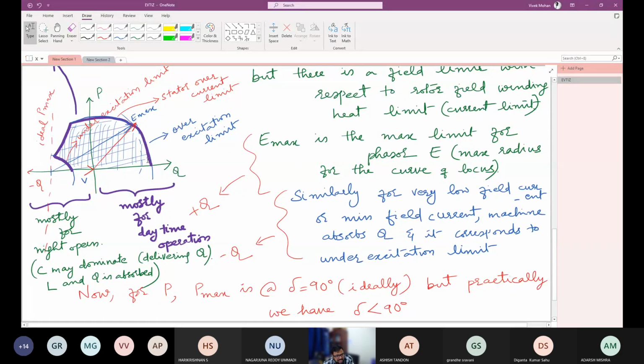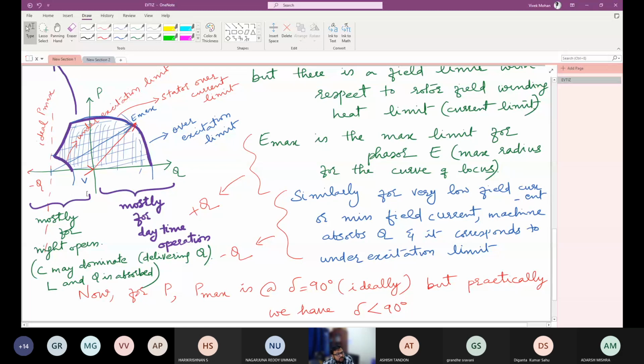corresponds to the Q limit, maximum Q limit. This is the minimum Q limit. So based on this violet curve which is shown here and the area inside, this is what is a capability curve for the machine.